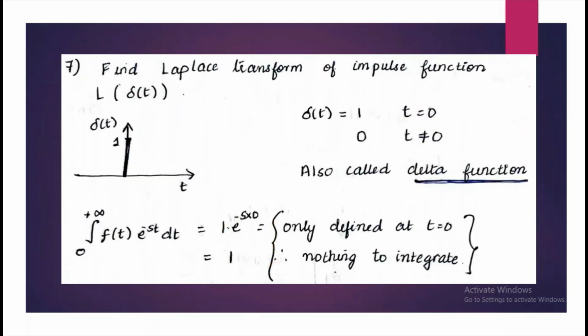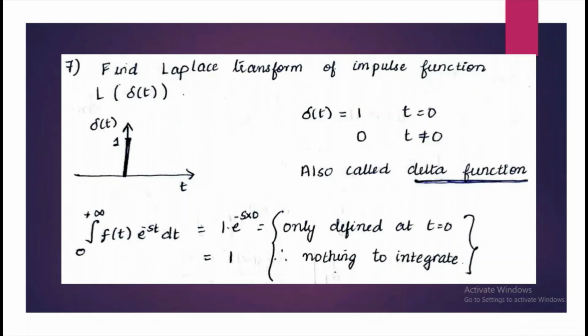Next, this is a very important question. If you are asked to find the Laplace transform of an impulse function, that is, the Laplace transform of delta t, how will you do it? A delta function is also called an impulse function. It is represented as shown here. It has amplitude 1 only at the value 0. At all other points, at all other time limits, it will be 0.